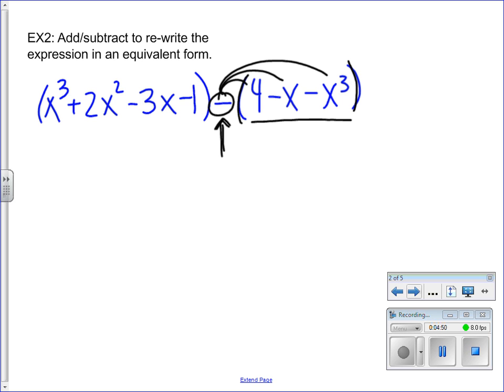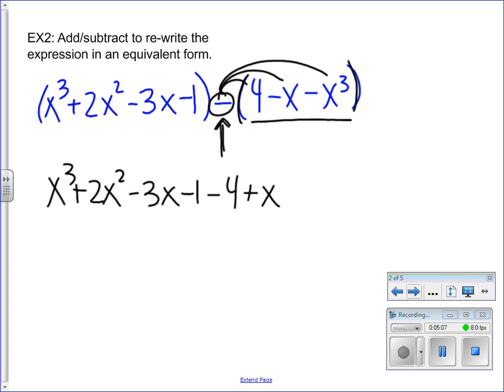So I'm going to rewrite the first expression without parentheses because we are taking care of the negative sign in between, so we can drop the parentheses. So it becomes negative 4, and then a negative becomes positive x, and a negative becomes positive x cubed. Now we can combine like terms.